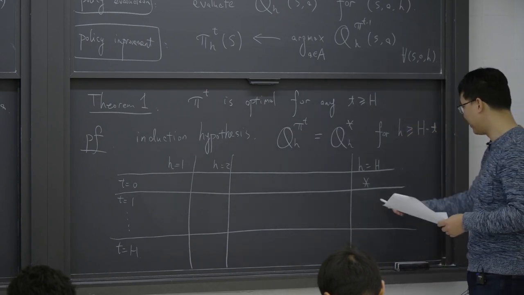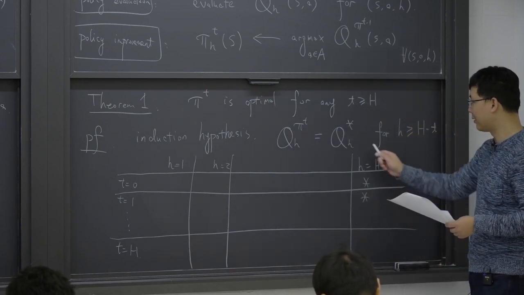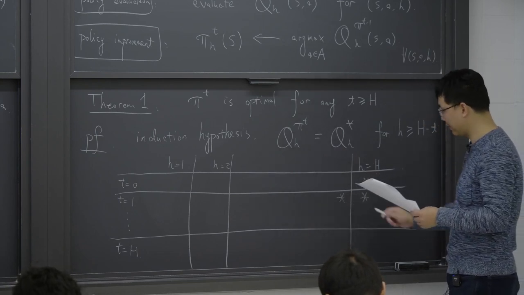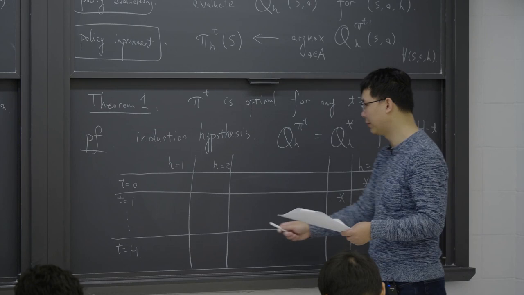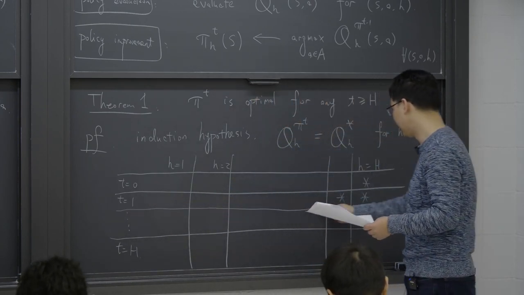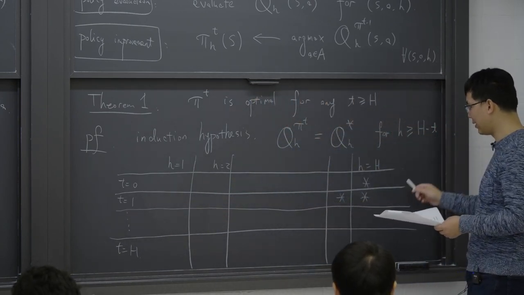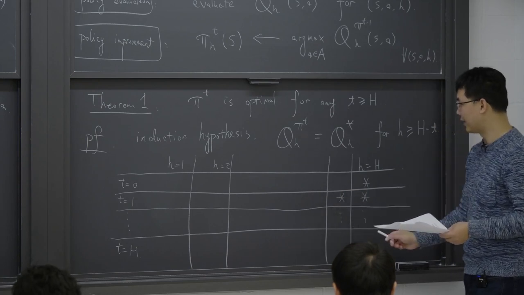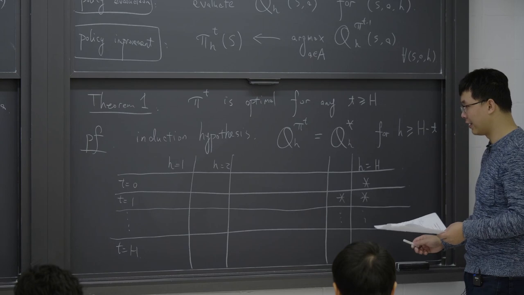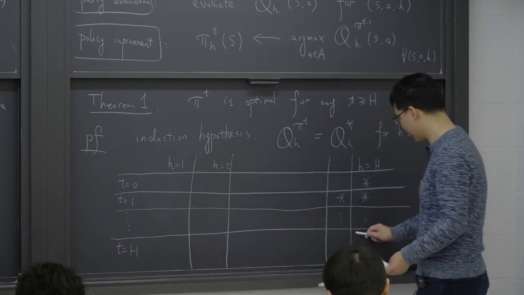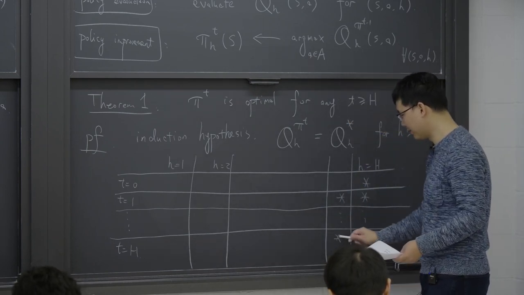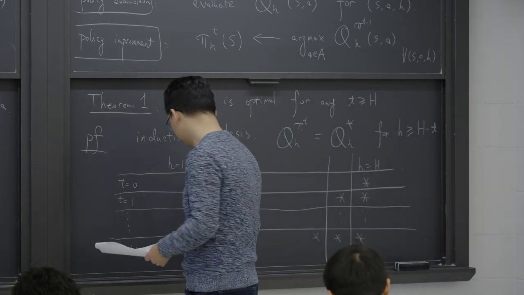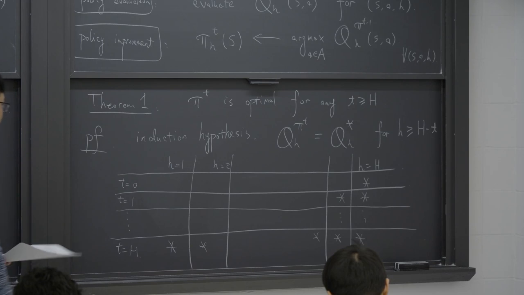In the second step, we're guaranteed not only that the very last step's value is equal to the optimal value, but also the second last step's. But we don't guarantee everything else. So essentially in every step, we're guaranteed one more step whose value is equal to the optimal value, and eventually in the H-th step, we guarantee all the values are equal to the optimal value. This is what the induction hypothesis is talking about.